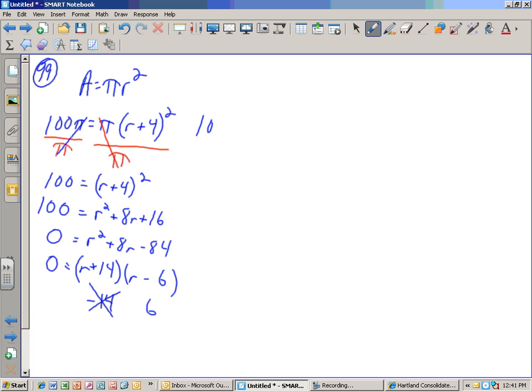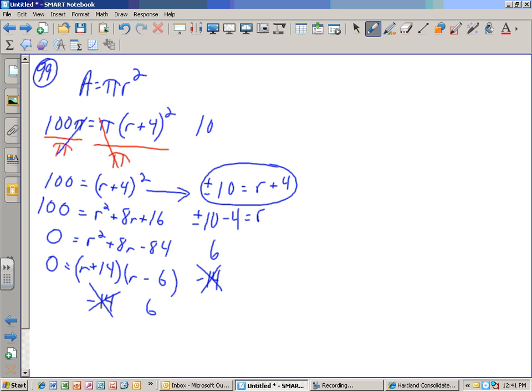If we had 100, or from this right here, plus or minus 10 equals r plus 4, and subtract 4. So positive 10 minus 4 gives you 6. Negative 10 minus 4 is negative 14, which we know we can't use. But since we're factoring things, I think this is probably what we had in mind for this. But certainly your way would be a lot easier.